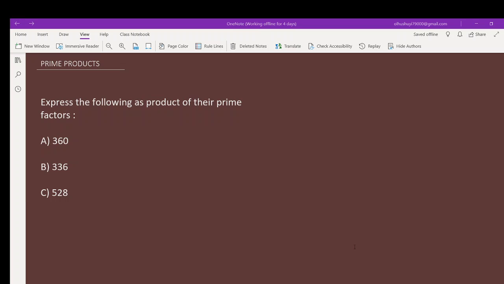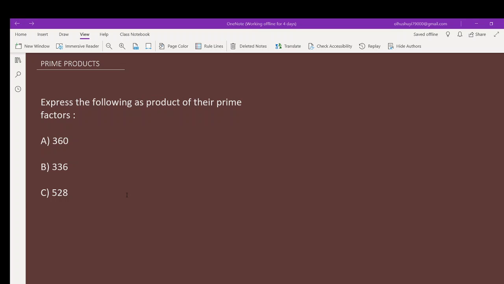So quickly today we'll talk about prime products. Under prime products, you look at numbers and what the prime products are. This is just a simple aspect of the whole number system for basic class students. So if you have a number like what we have on the screen: express the following as a product of their prime factors.